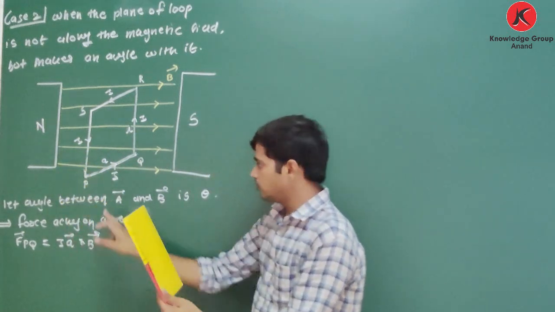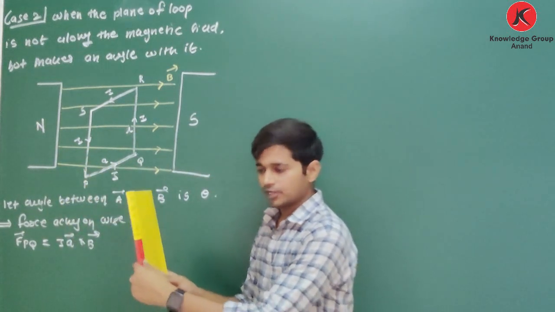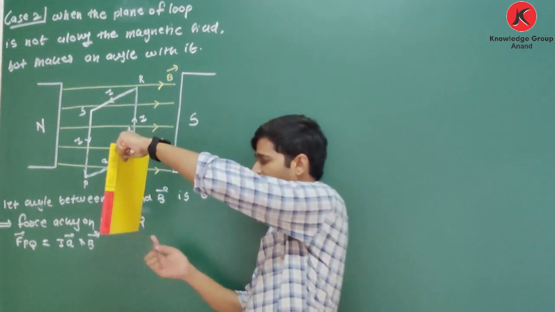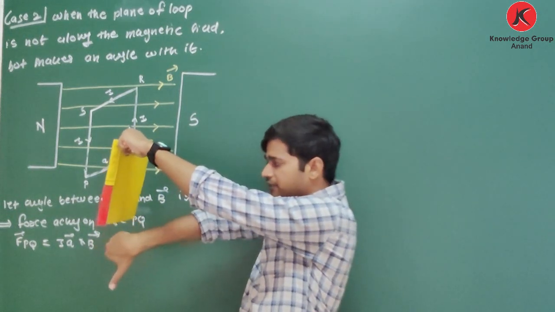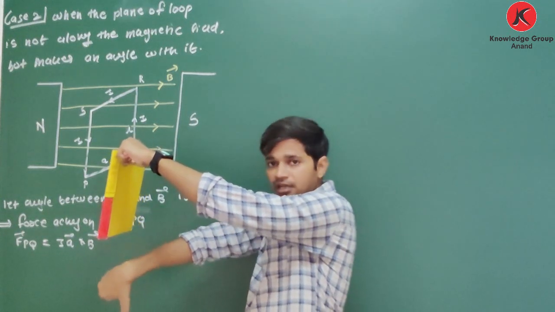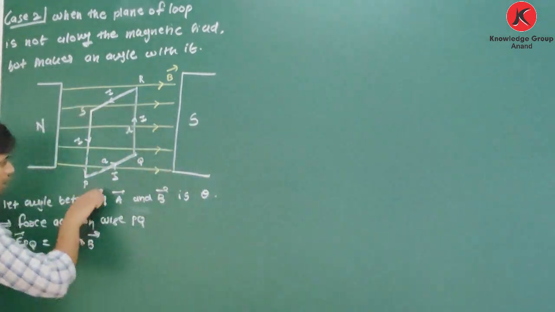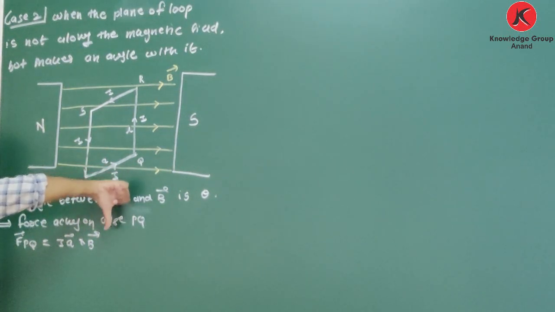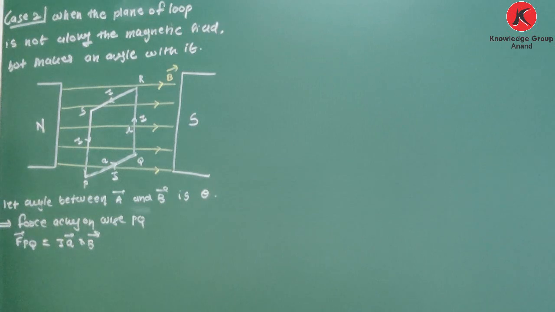From this wire PQ, current is flowing in this direction and magnetic field is in this direction. See in the figure, current in this direction, magnetic field towards this. So force is acting in downward direction. Yes or no? Force is acting in downward direction.